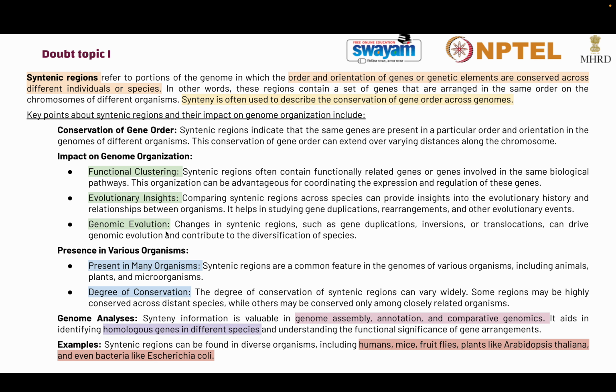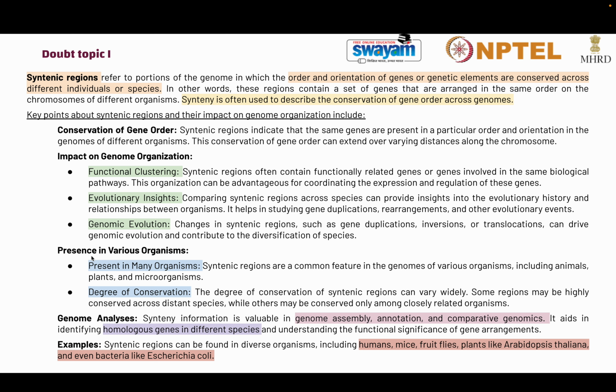Then genomic evolution. These changes in the syntenic regions will also tell you that if a particular gene is changing its syntenic region, that means now it is evolving its function or it is having some kind of effect. So in this way, by comparing these syntenic regions, you can also get information at the level of evolution. So with the evolution, it is also impacting the genome organization, because changes such as gene duplications, inversions, or translocations can drive the genomic evolution and contribute to diversification of species.